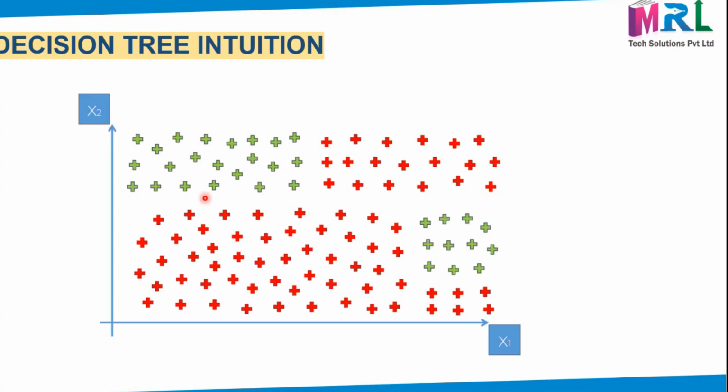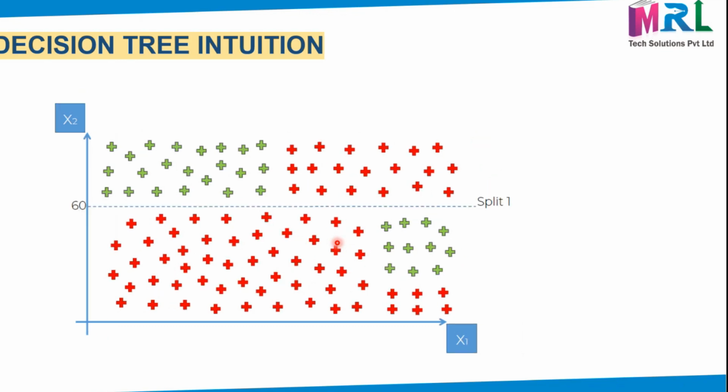We have two features, x1 and x2, and we are plotting a scatter plot, and you will get dots like this. The red dot represents 0 and the green dot represents 1. And how the classification is done on the data set, that we will see. It is similar to the regression techniques. It splits the data set into many groups, which we call leaves.